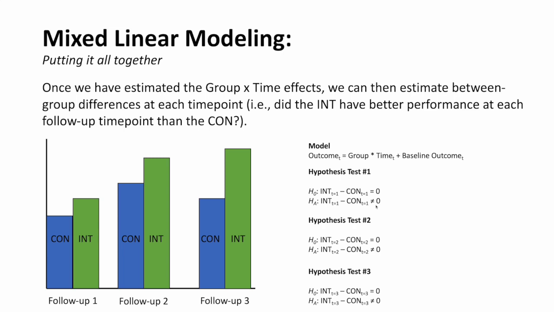And a significant p-value in any of these instances would represent that there is a significant difference between groups, and that, at least in terms of what we're looking at here, hypothetically the intervention group performs better than the control group at one or more of these time points. And that's what we're really looking for in terms of an RCT.